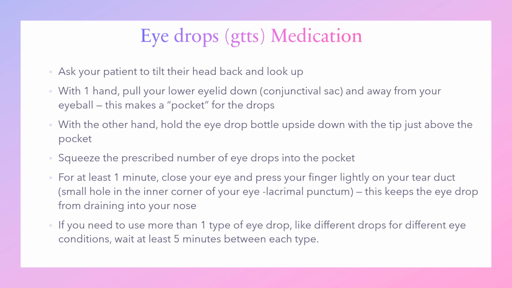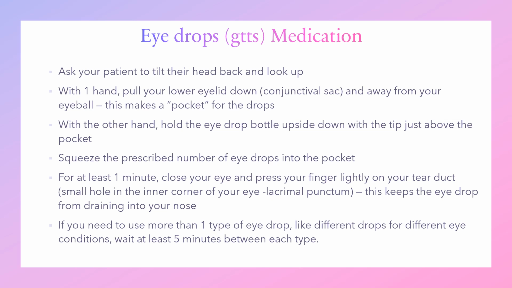When the nurse is administering eye drops, she will ask the patient to please tilt their head back and look up. With one hand pulling the lower eyelid down, she makes a conjunctival sac away from the eyeball. This makes a pocket for the eye drops to drop in on the bottom lid. The other hand holds the drop bottle upside down with the tip just above the pocket.